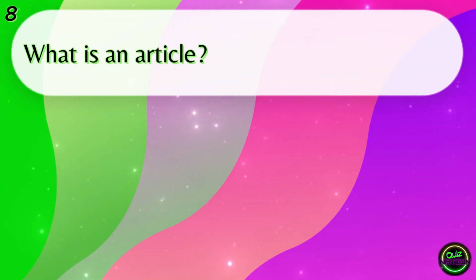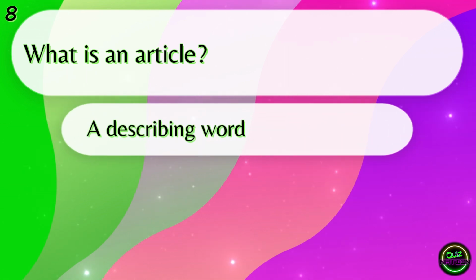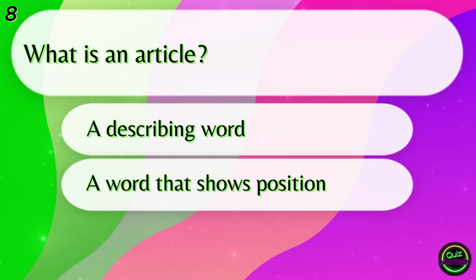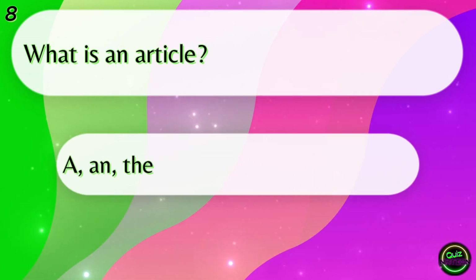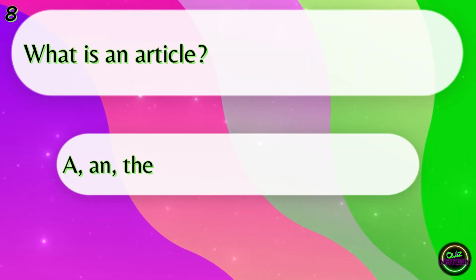What is an article? A describing word. A word that shows position. A, and, the. A, and, the.